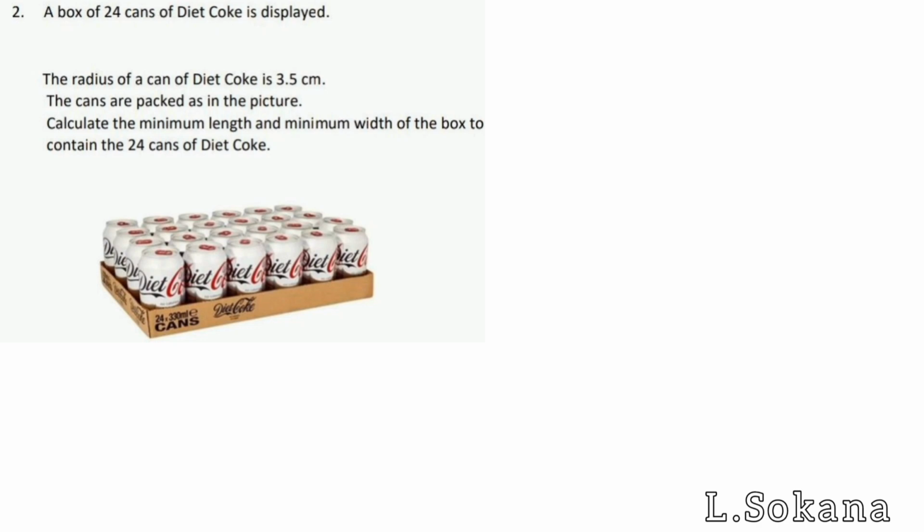So guys, here I've been given the radius of a can. In order for us to be able to pack the Coke, we should have a diameter. A formula to calculate a diameter is radius plus radius. So diameter is equal to radius plus radius, 3.5 centimeters plus 3.5 centimeters is equal to 7 centimeters. Now we know the diameter.